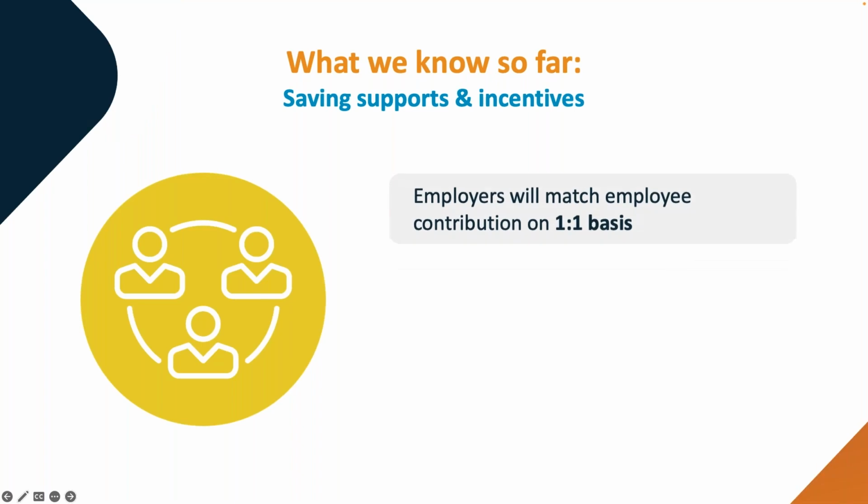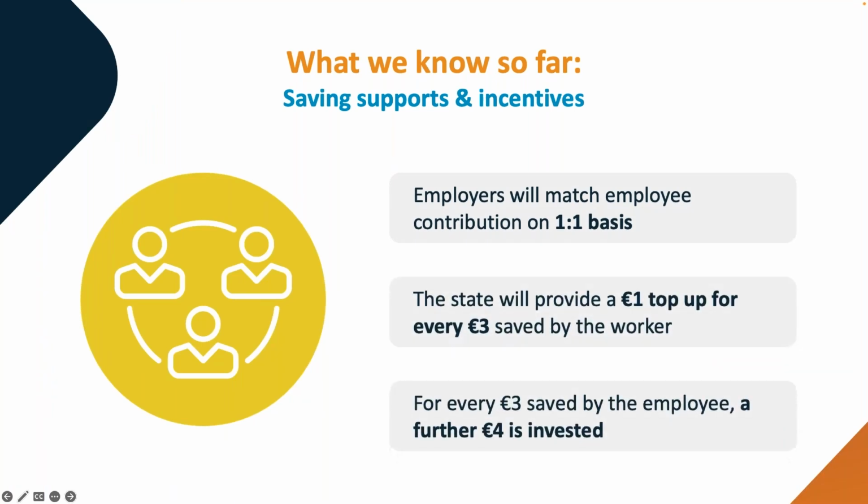To encourage workers to participate, those who choose to remain in the system will have their pension savings matched on a one-for-one basis by the employer. The state will also provide a top-up of €1 for every €3 saved by the worker. This means that for every €3 saved by the employee, a further €4 will be invested by the employer and the state combined.